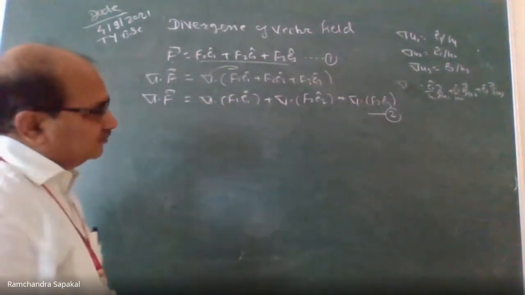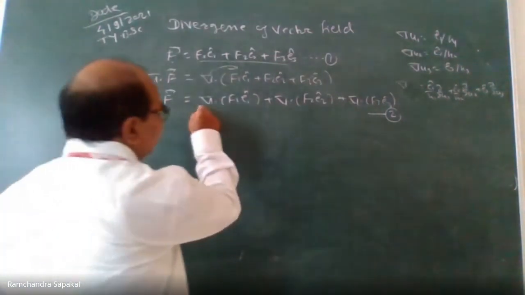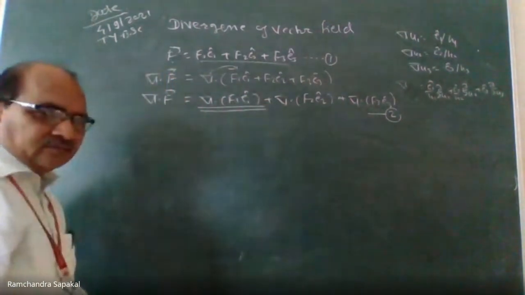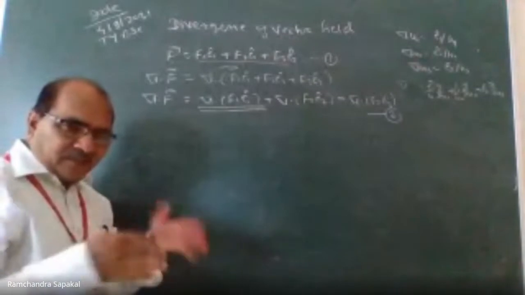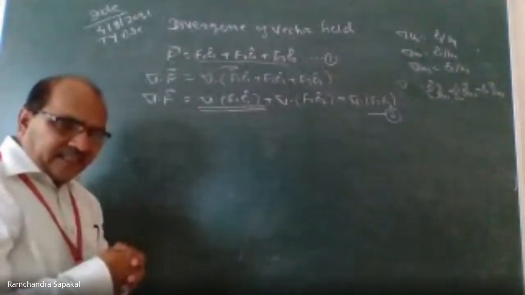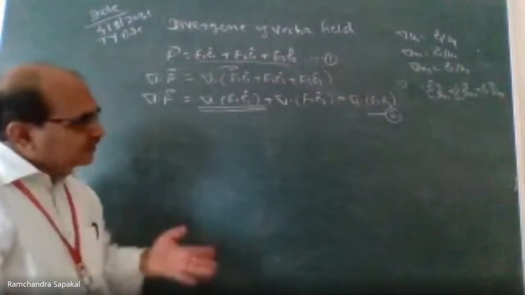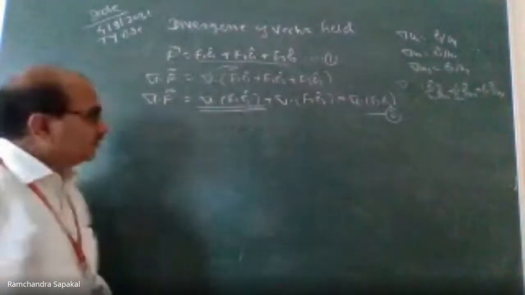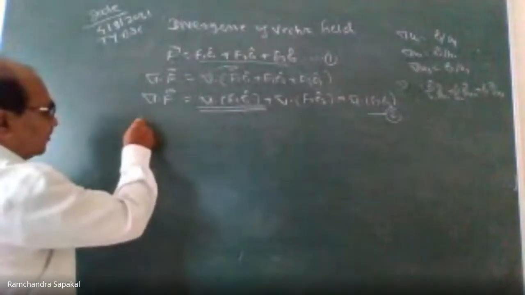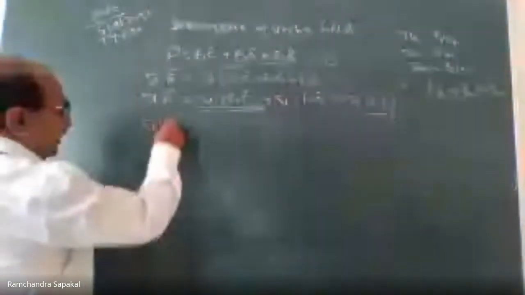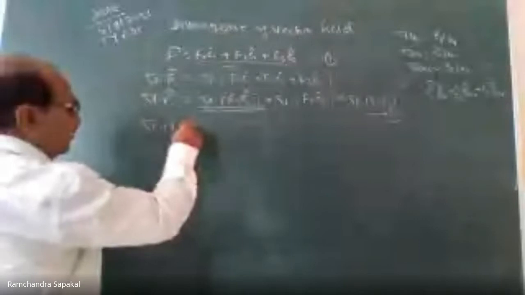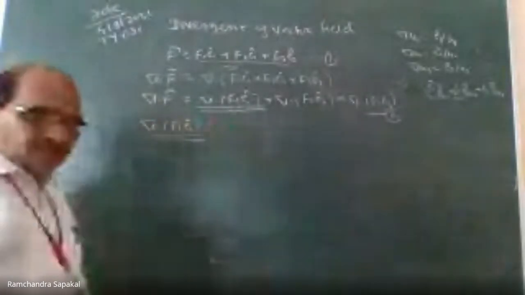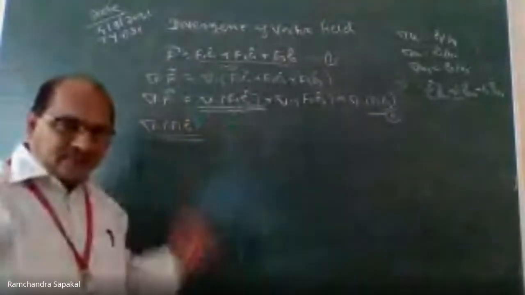Now consider this equation, the first term of equation 2. The first term of equation 2 we take first and solve, and then separate whatever remains in equation 2. That is our exercise. Now consider the first term, that is del dot (f1 e1), and that we are going to solve.